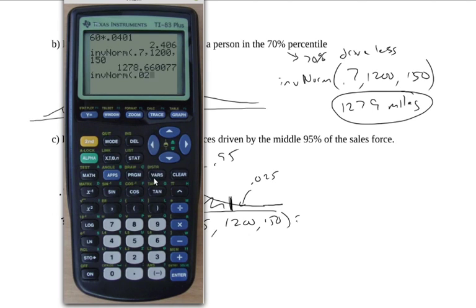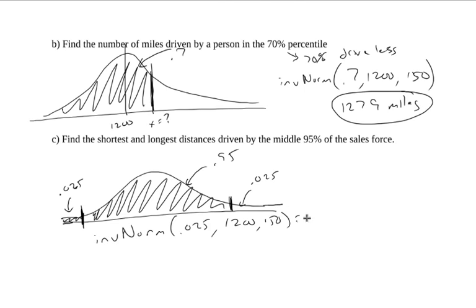Inverse norm, 0.025, 1,200, 150. Oops, should be 150. So that means 906 miles. That is the bottom cutoff here.